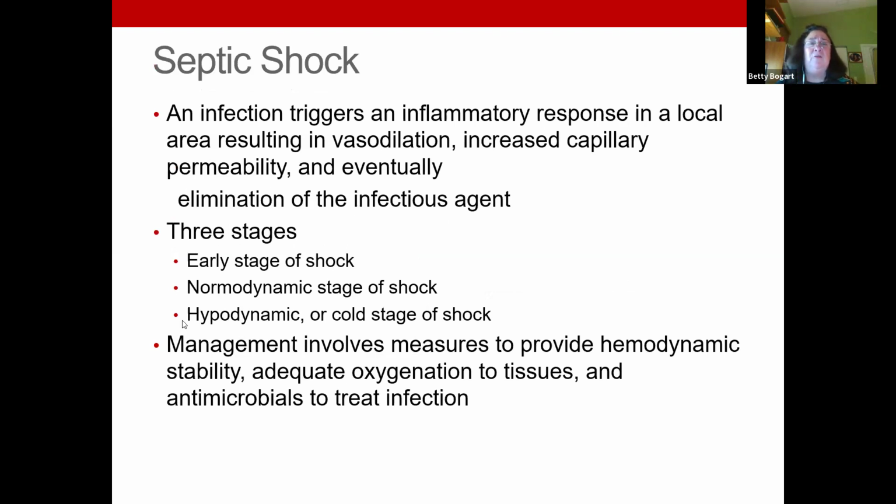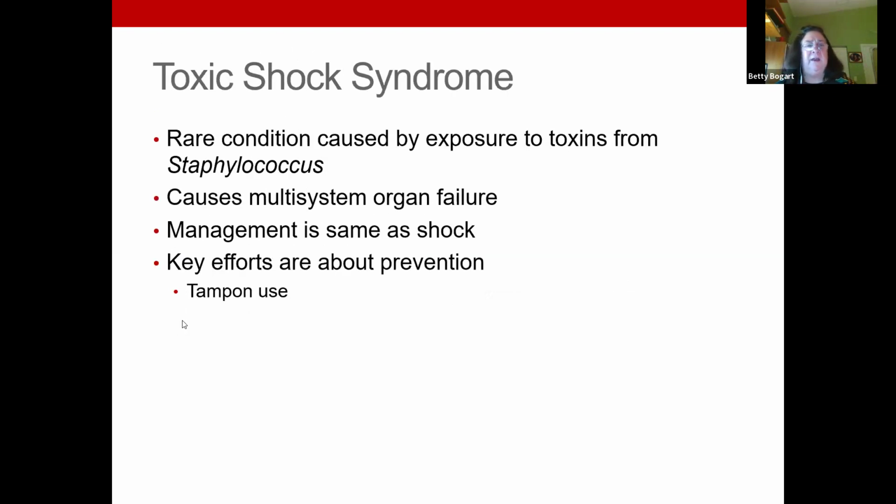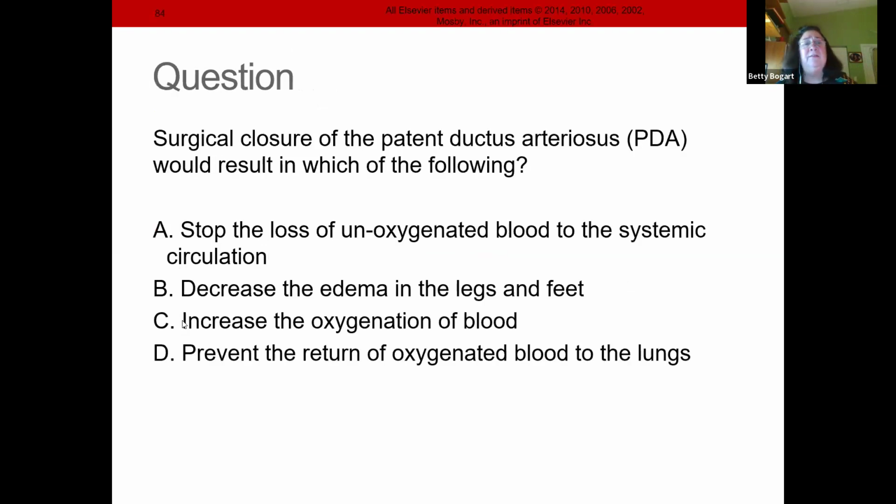When we talk about shock in children, mostly it's due to an infection. Usually they go into systemic shock. And again, supporting the blood pressure, giving those antibiotics. Older kids, toxic shock, usually that's your tampons.